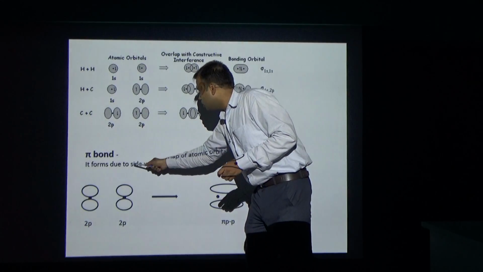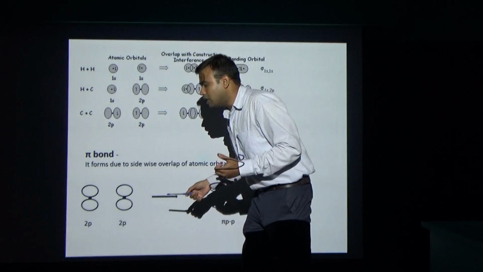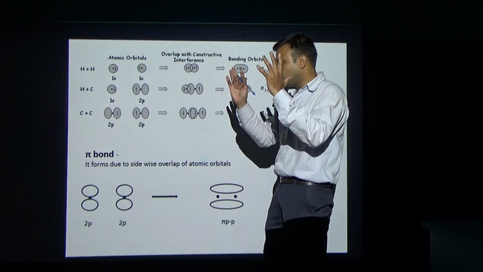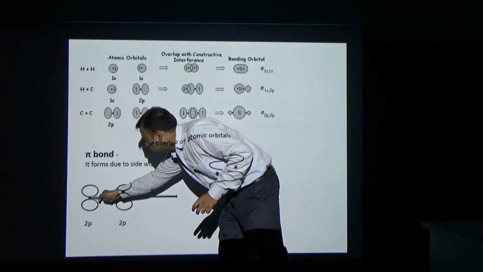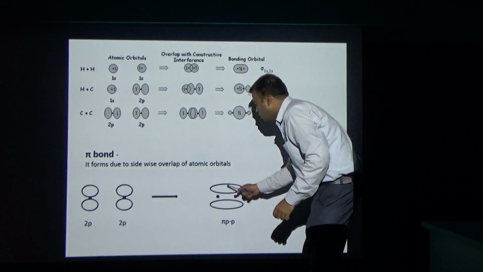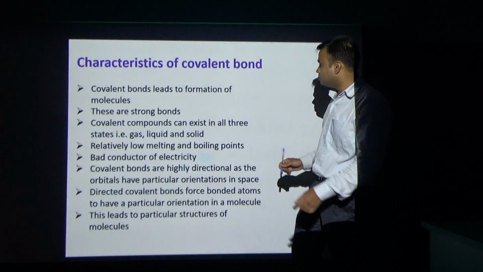And when it goes to the pi bond, it is the sidewise overlap of atomic orbitals. That means it can take place only in the case of p orbitals, where the two p orbitals will be in parallel form from one atom, and this is another atom. It is shown like this, this is the nucleus, and these are the p orbital lobes. Then they combine to form pi orbitals. This is the molecular orbital of pi orbital type.